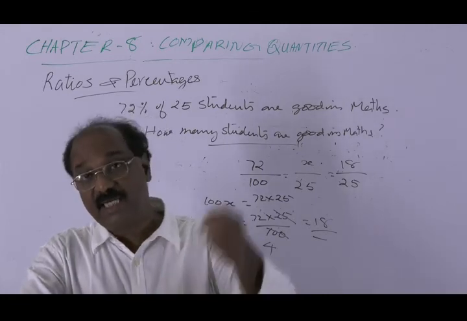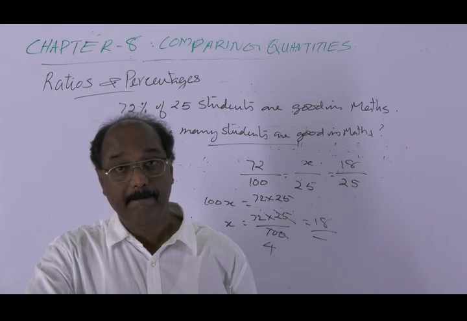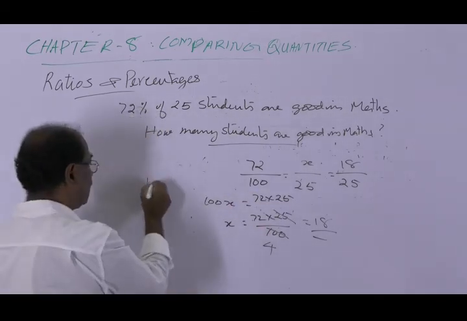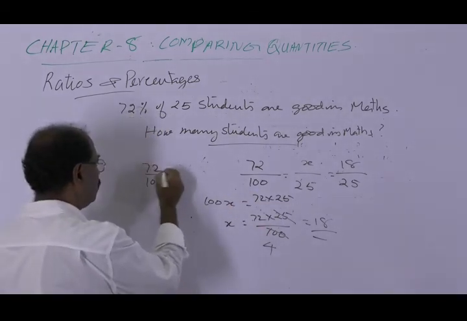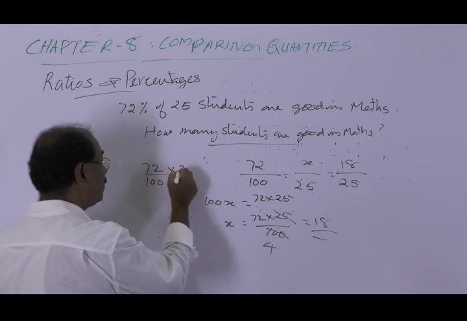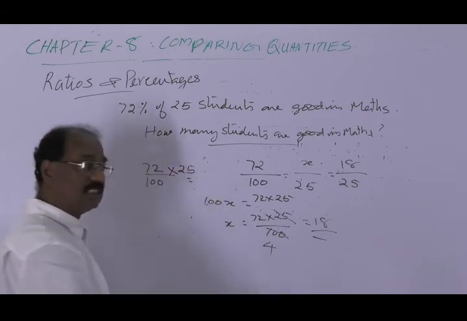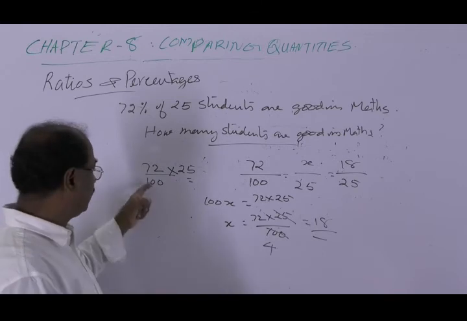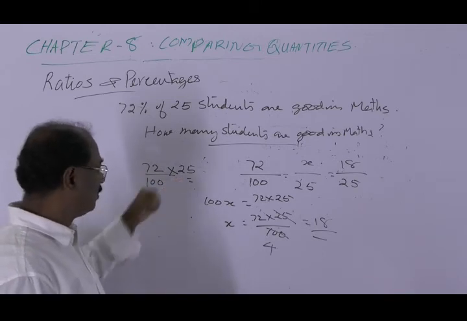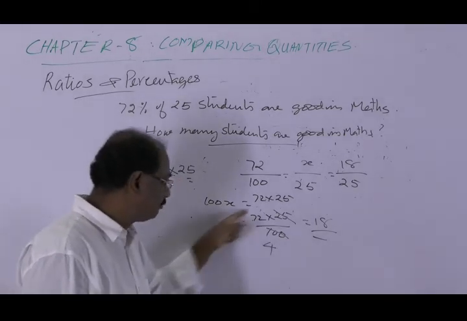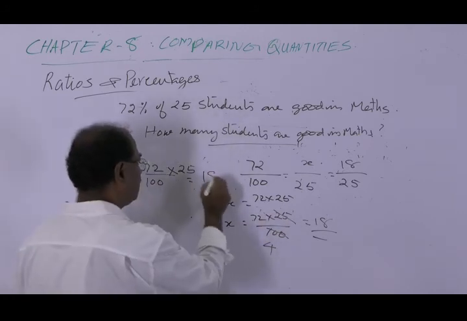We can find this directly as we have explained earlier. That is, for 100, 72; how many for 25? This will give us the result. For 100, 72, then for 25 this directly gives this step, which is equal to 18.